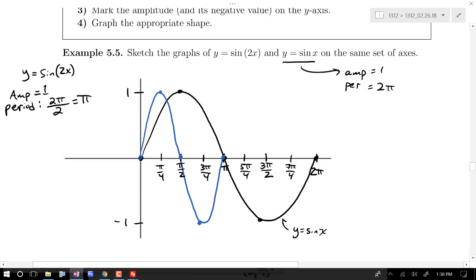And if we're graphing them on the same set of axes, we could go ahead and just include the rest of these and graph 2 full period lengths. It would look something like this. It's going twice as fast. I've got 2 full periods fit into the same length that it takes 1 period of the sine of x.